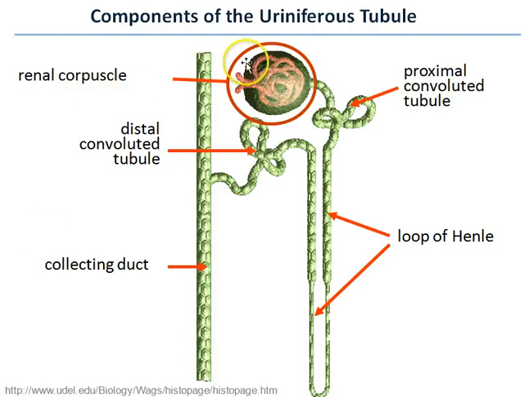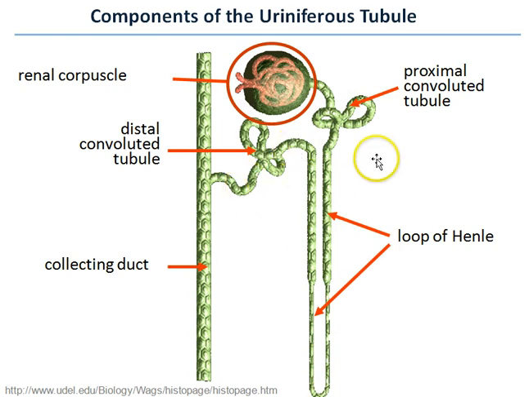Firstly, over here we have the renal corpuscle. It's the main filtration unit for the blood. So here, blood enters the structure and is then filtered. The filtrate from the blood is then passed through the renal tubule here.